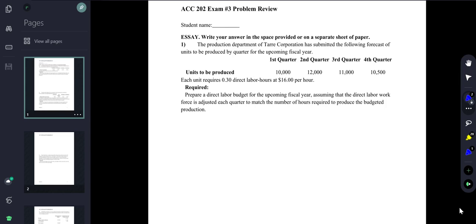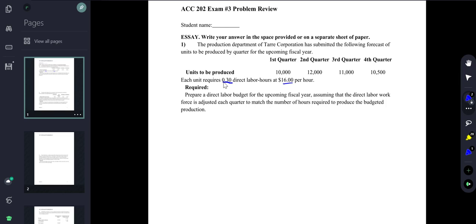The first problem here is from Chapter 8, and it's a problem about this corporation, and they have the following forecast of production for the upcoming fiscal year. They're saying each unit requires 3/10 of a direct labor hour, and it's $16 per hour. They want us to do a direct labor budget for the upcoming fiscal year.